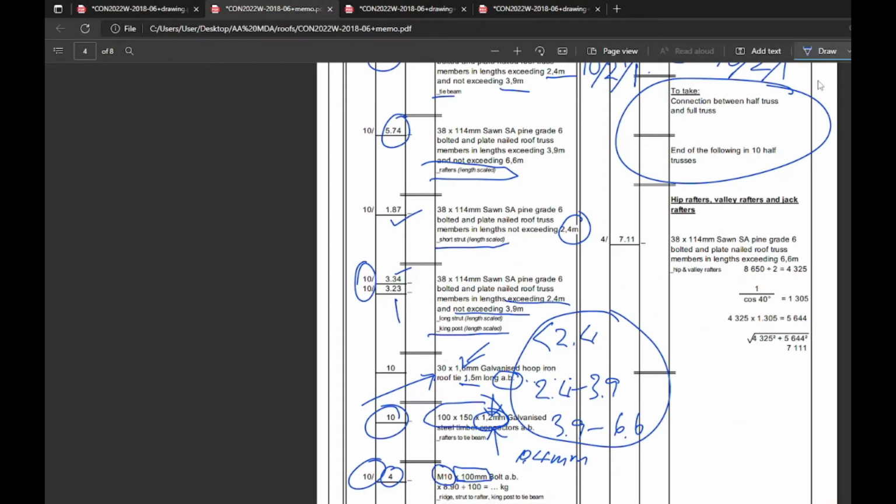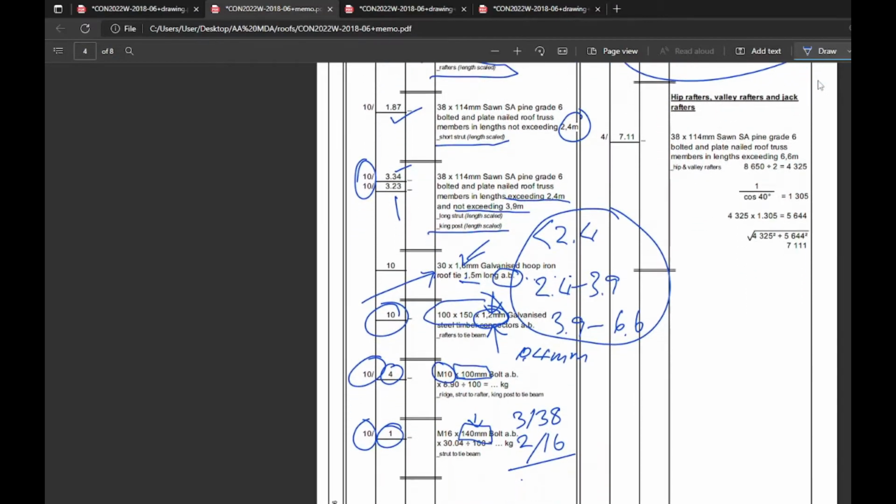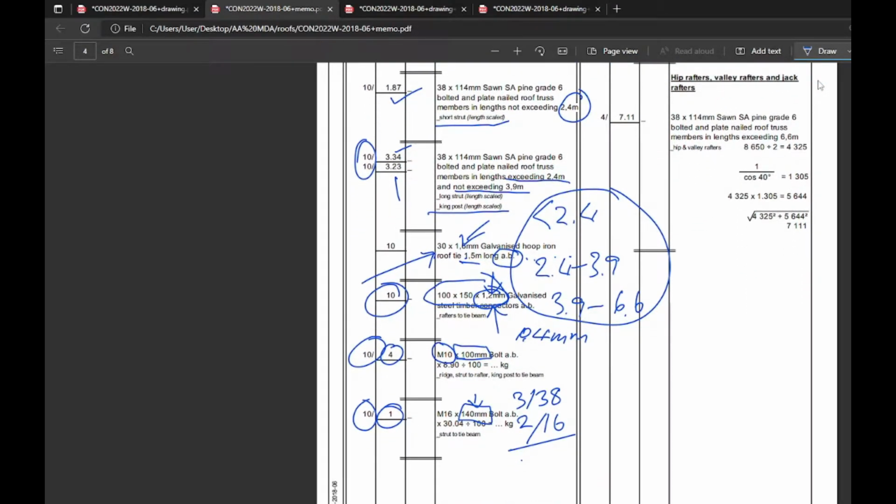Let's go over to hip rafters, valley rafters and jack rafters. Okay, we're doing the last of the rafters, these sort of tricky, odd ones out. You know, they're not so straightforward. This is where a bit of the math comes into play. You have to understand what's going on.